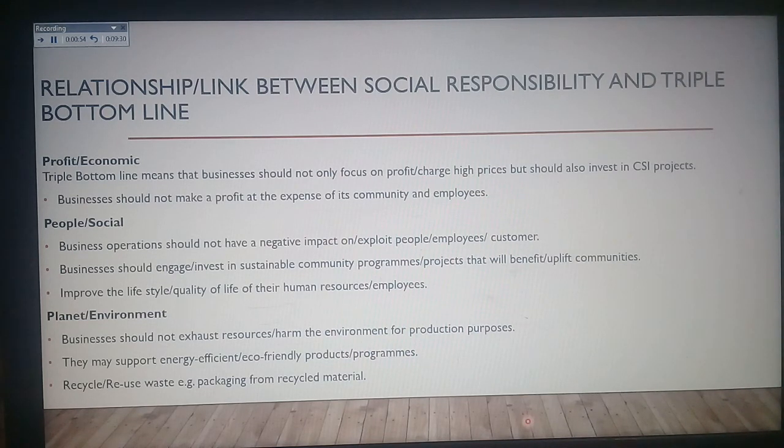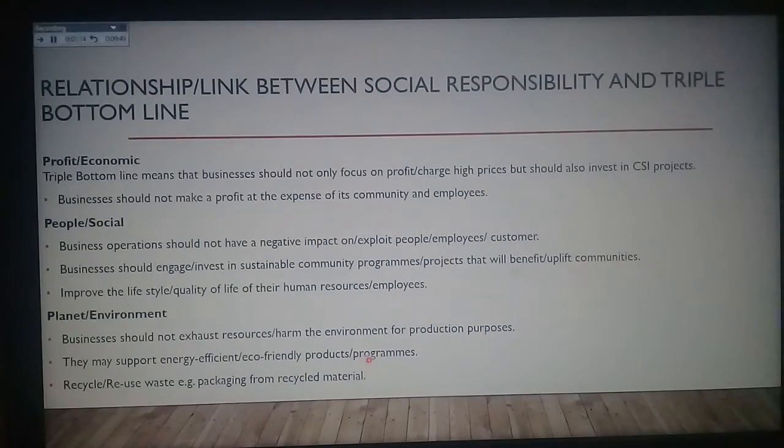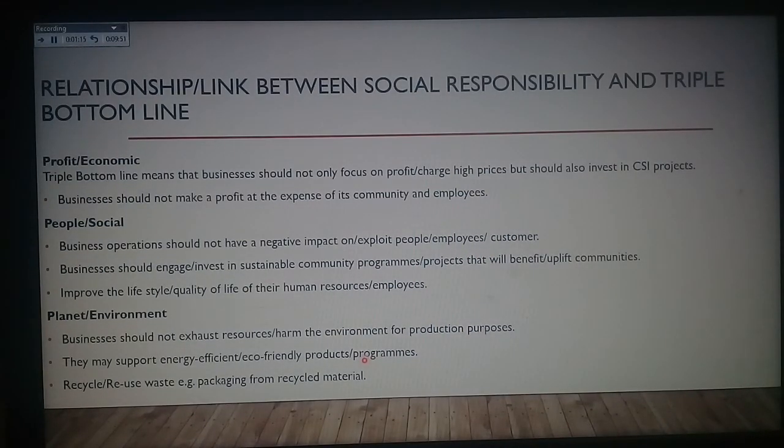All right. Planet or environment, businesses should not exhaust resources, harm the environment for production purposes. They may support energy efficient, eco-friendly products or programs. We can see in most products now they are introducing reuse, recycle, and reduce. These are all methods of taking care of the environment.